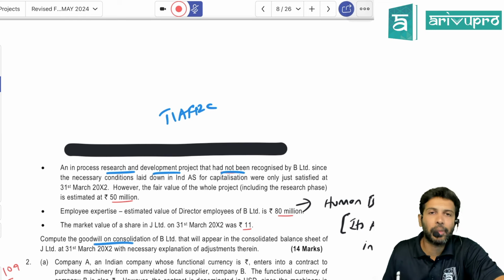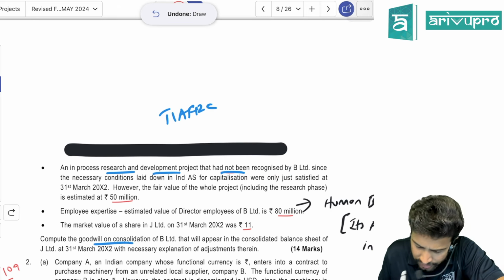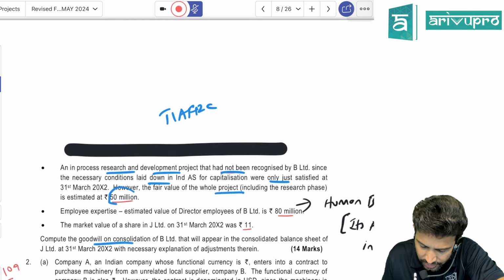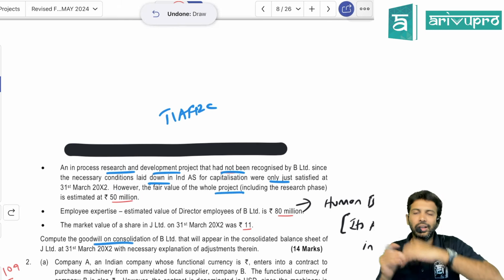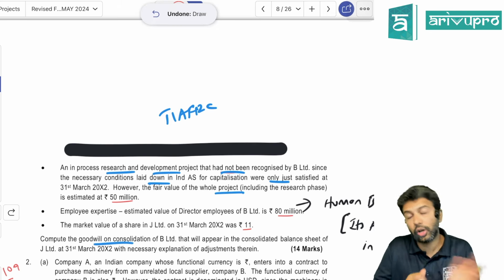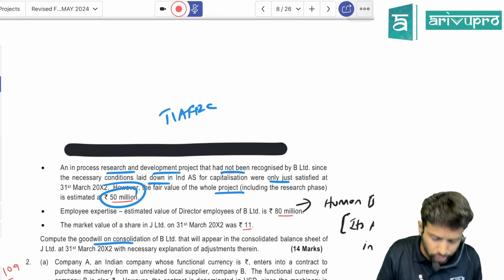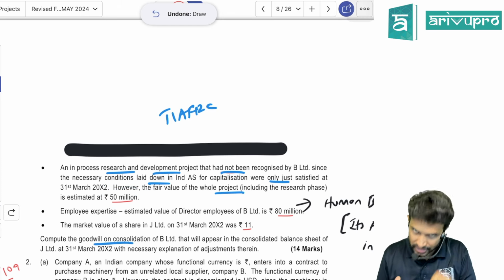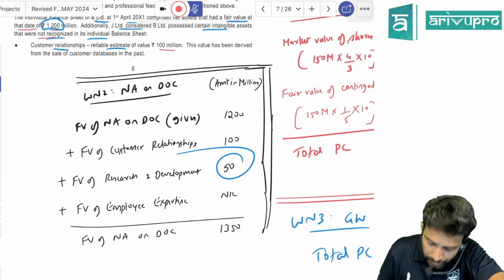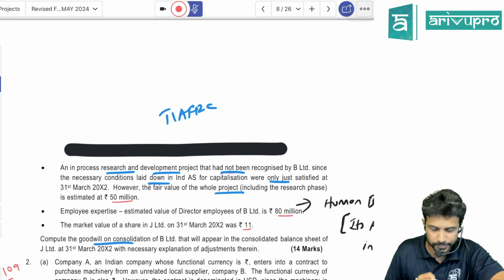Otherwise, development phase expenditure goes off to SPL. So here we have some development phase expenditure which is not recognized, because TIFRC has failed, since the necessary conditions were not satisfied. However, the fair value of that project, the research and development phase expenditure, is 50 million. So in your separate financial statements, you have not recognized this as an intangible asset because TIFRC is not satisfied. But now, when the parent acquires the subsidiary's shares, even this will be considered when determining the PC. So, should this be considered for goodwill calculation, for net asset calculation? Very much yes. So add this research and development phase expenditure of 50 million also, because the subsidiary has not recognized that as net assets. That's the reason.